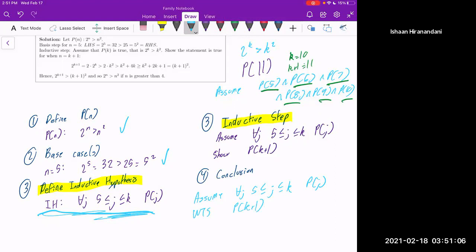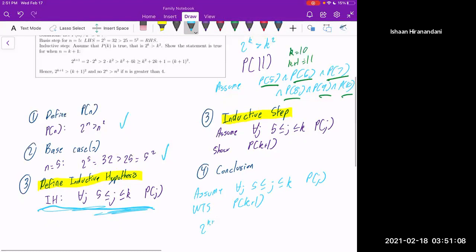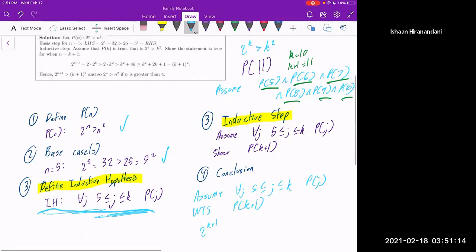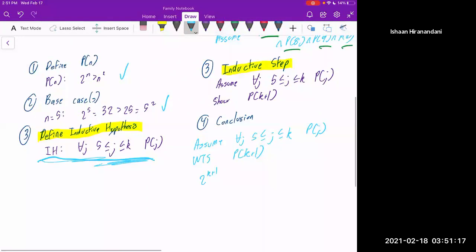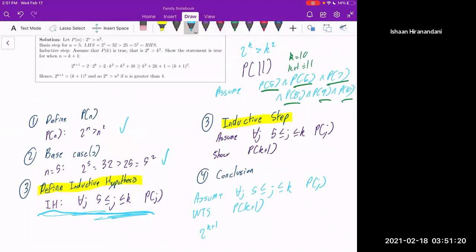So if we want to show that 2 to the power of k plus 1 is greater than k plus 1 squared, which would be P of k plus 1, then we would actually go about and do exactly the same steps that we did over here. Because strong induction, in reality, is just giving us more information than mathematical induction in order to assume. And the cost of that is simply using a slightly more complicated notation. But if we go through this problem, you'll see that we can assume the same steps.